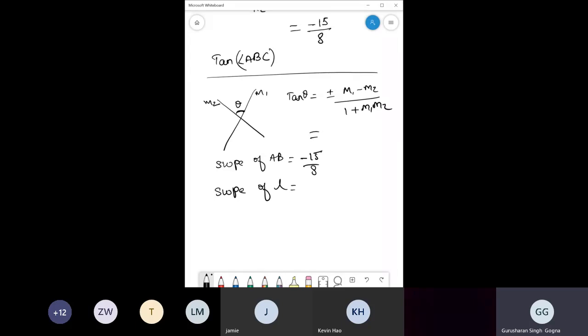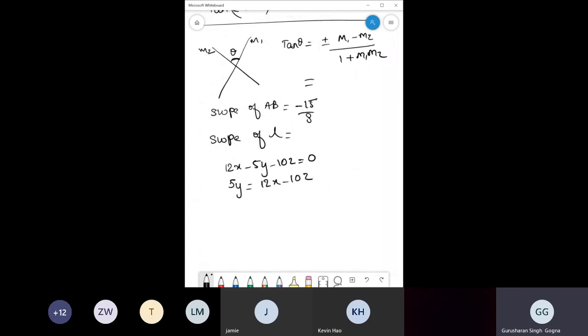Okay. So how to get the slope of line L? So you know the equation, 12x minus 5y minus 102 equal to 0. So just change it to y is equal to mx plus c form. So 5y equals to 12x minus 102. So you need to divide by 5 because the coefficient of y should be 1. So 12 over 5, 102 over 5. So if you compare this with mx plus c, what you will get, the slope equals to 12 over 5. So slope of line L is equal to 12 over 5.